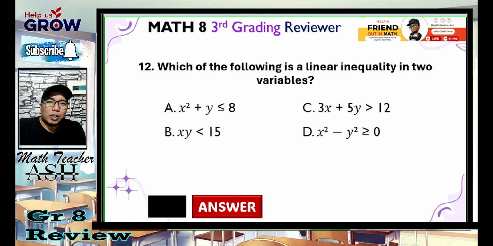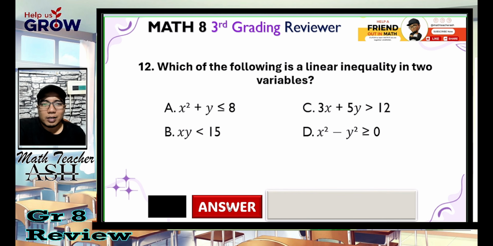Okay, my dear math learners, talking about linear, we are dealing with the first degree. So therefore, we should not be seeing a power of 2 and higher. So letter A and letter D, these are already wrong. Of course, if we are talking about a linear inequality in two variables, this is separated with either a plus or a minus, so not multiplication. So therefore, the correct answer for this question is letter C. Let's check whether we are correct.